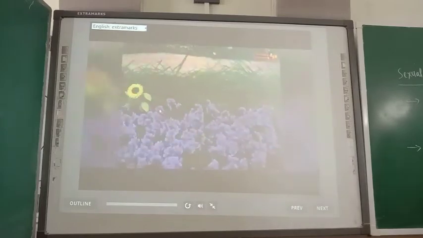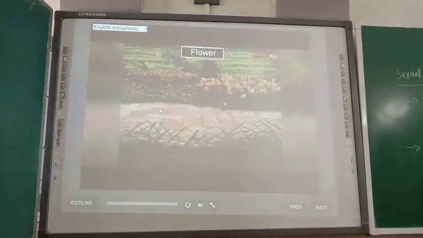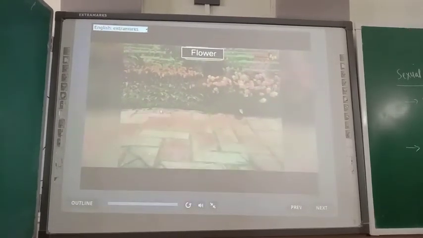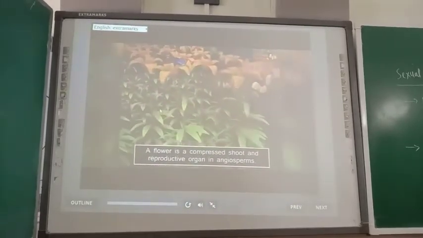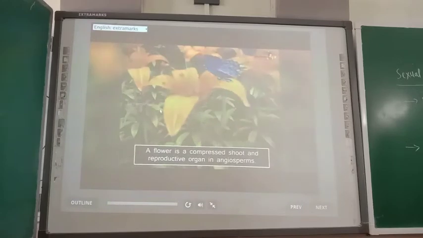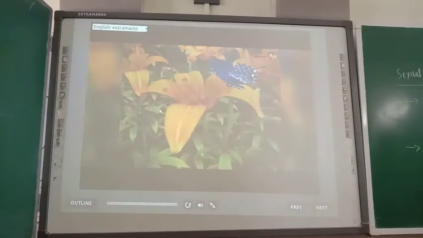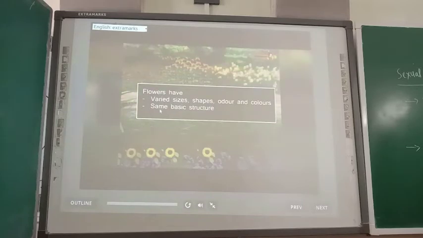Flowers are one of the most beautiful creations on Mother Earth. According to the biologists, morphologically, the flower is a compressed shoot and reproductive organ in angiosperms, the flowering plants. Although flowers have astonishingly varying sizes, shapes, odor and colors, they still possess the same basic structure.